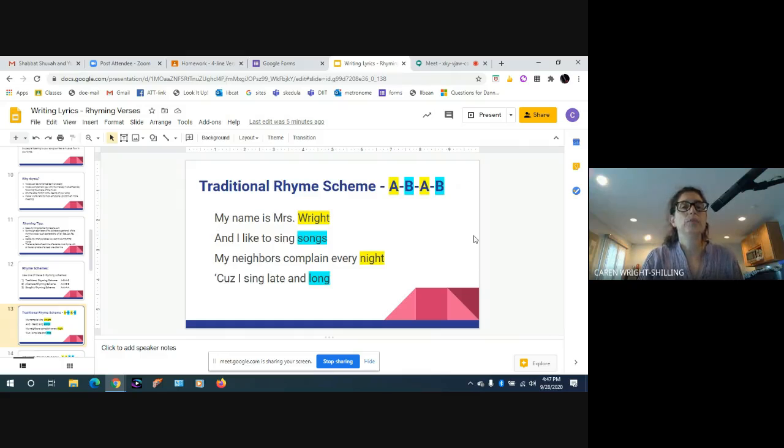Okay, so here's an A, B, A, B. First and third lines rhyme. My name is Mrs. Wright, and I like to sing songs. My neighbors complain every night because I sing late and long. So you can see yellow is A, right and night. That greenish aqua color is B, songs and long.